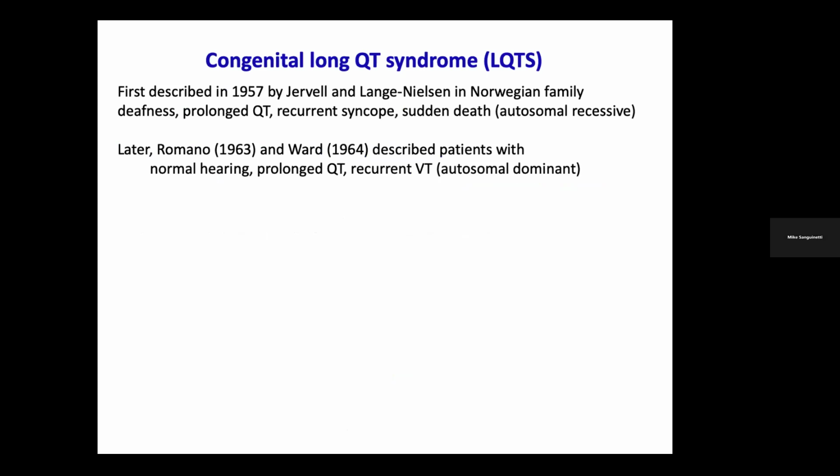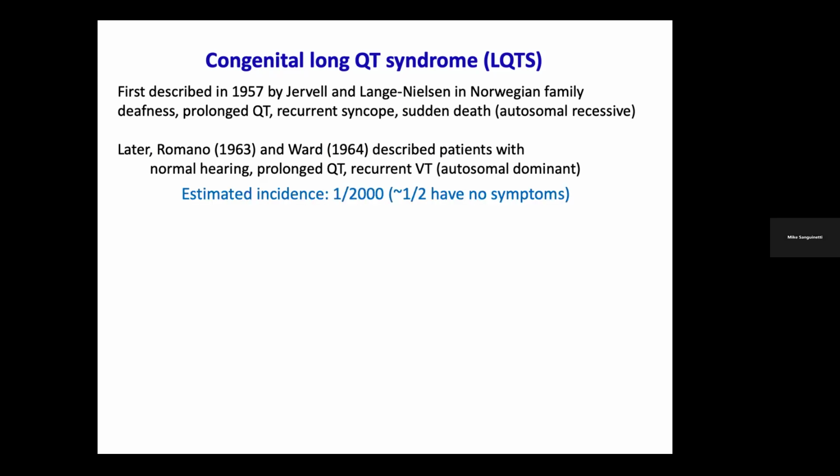It was first described in 1957 by Jervell and Lange-Nielsen in a very large Norwegian family, and was characterized by not just a long QT, but deafness, recurrent syncope. They were fainting a lot of times, and that was during an arrhythmia, and quite often sudden death in a number of the family members. And it was inherited in an autosomal recessive manner. And then 5 or 6, 7 years later, Romano and Ward separately described patients with normal hearing, very long QTs, recurrent ventricular tachyarrhythmias, but these were inherited in an autosomal dominant manner.